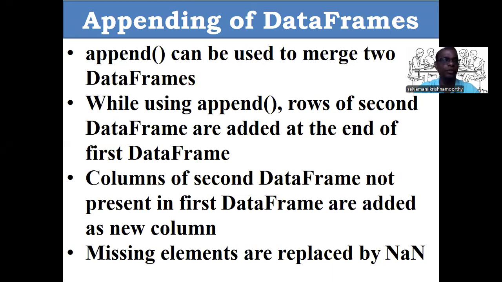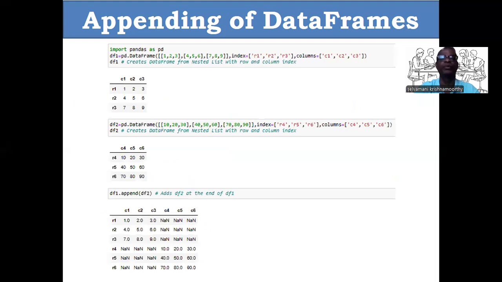What about columns? Columns of the second data frame that are not present in the first data frame are added as new columns. That you must understand. What about missing elements? Missing elements are replaced by not a number, NaN, very simple. I hope it is clear to all. So let us see one by one.